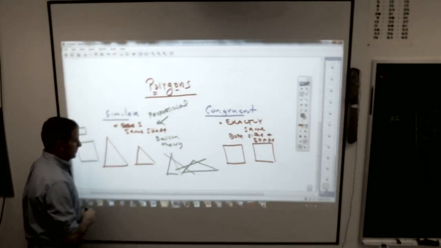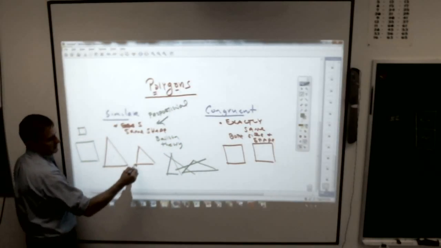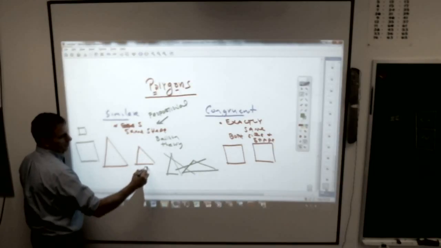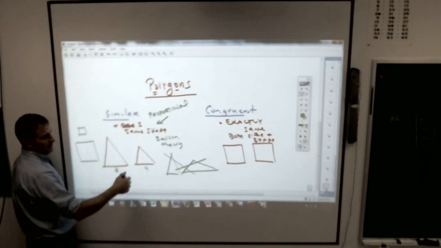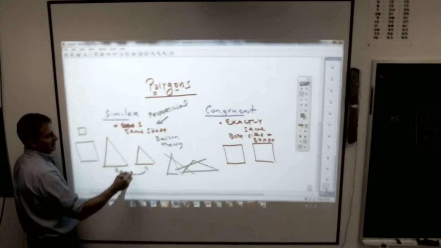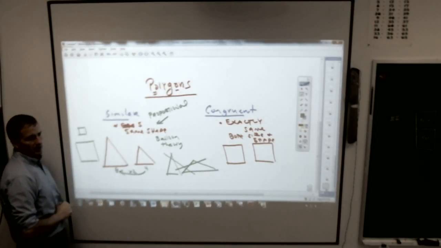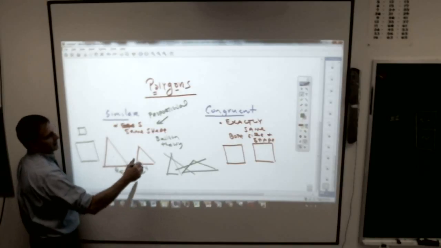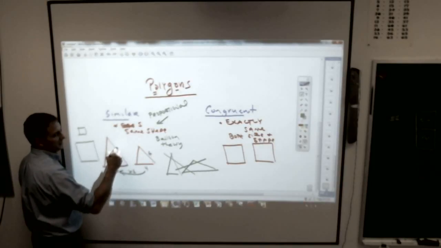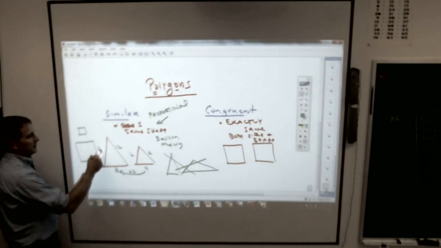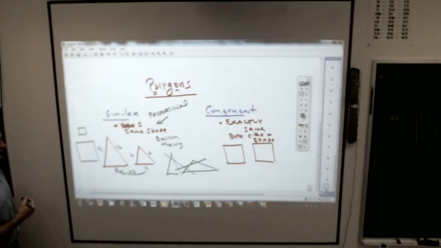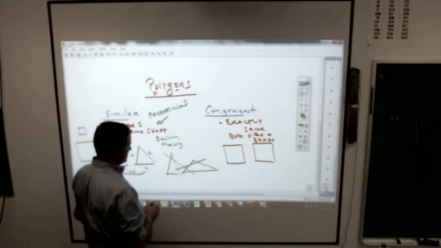Which means this. If this side right here was 4 and this side was 8, that means everything on the big triangle has to be 2 times the size of the other triangle. 4 times 2 is 8. If this was 6, that would mean this side would have to be 12, and if this was 6, that side would have to be 12. And when we talk about that, we say this.